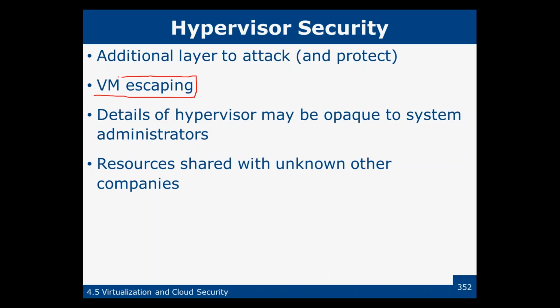If we go to a provider like Amazon, we could have a private network, it could be on a public network, or it could be on a community network. The private network, we're the only one on it. The public network, anybody might be on it. The community network would be somebody else that we knew would be on the system. Details of the hypervisor may be opaque to the network administrator, and the resources may be shared with unknown other companies if you're on a public network.